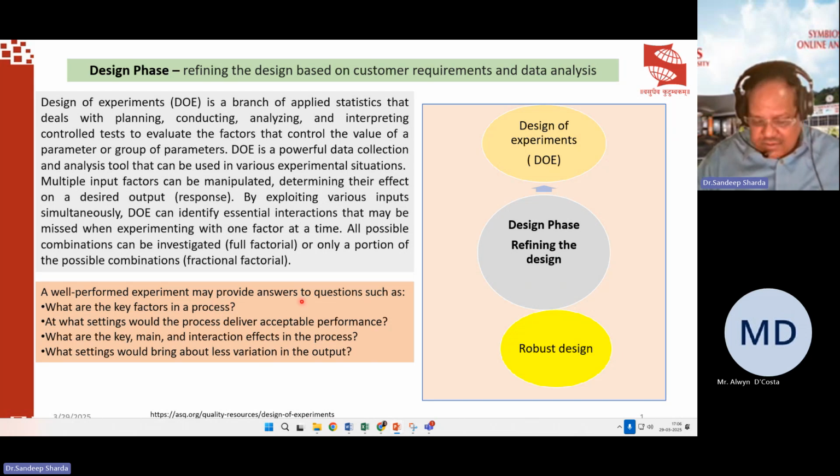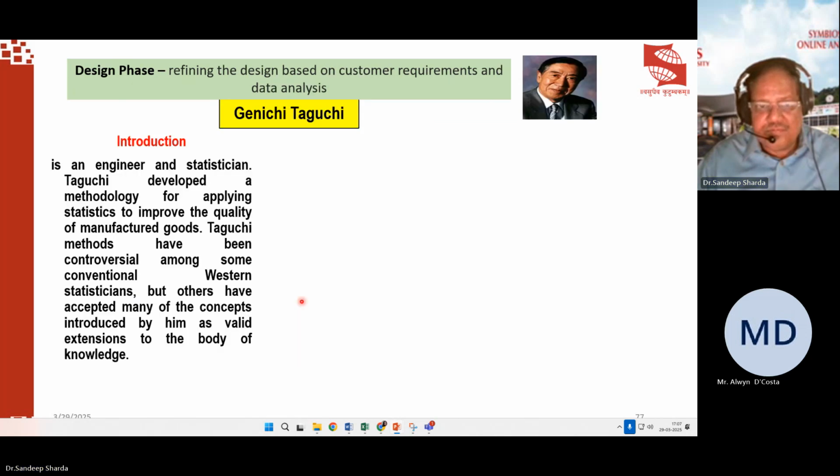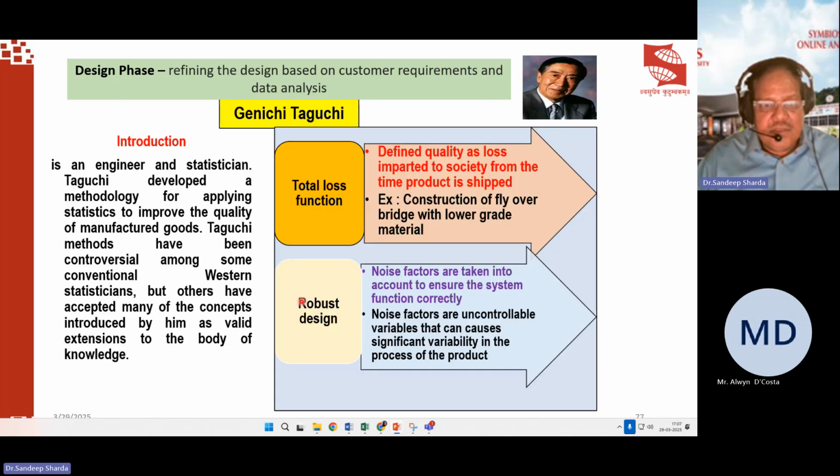A well-performed experiment may provide answers to such questions: What are the key factors in the process? At what setting would the process deliver acceptable performance? What are the key main interaction effects in the process? And what settings would bring about less variation in the output? So that is one of the tools in the design phase.